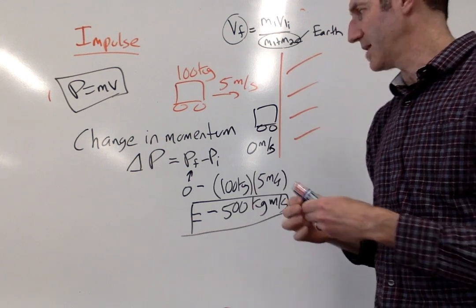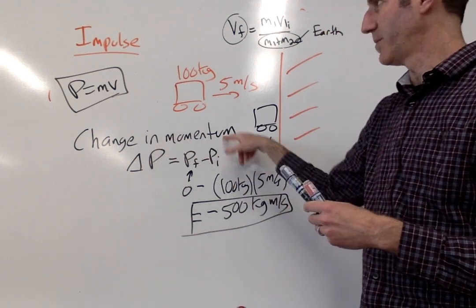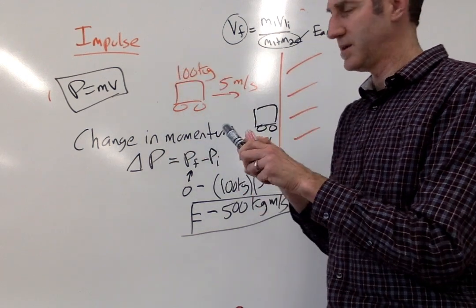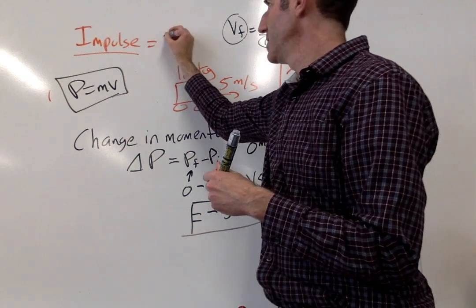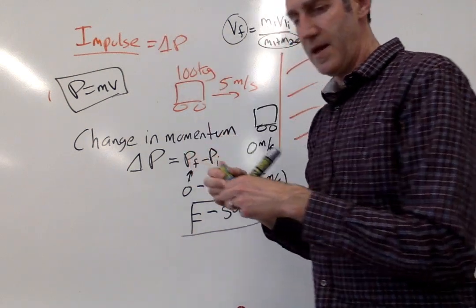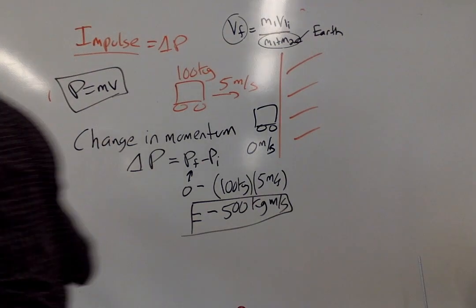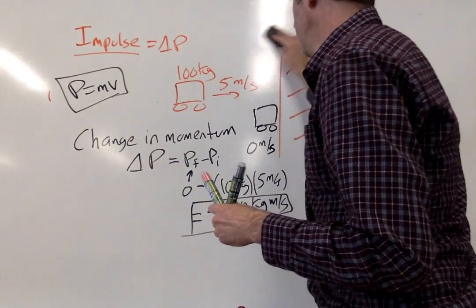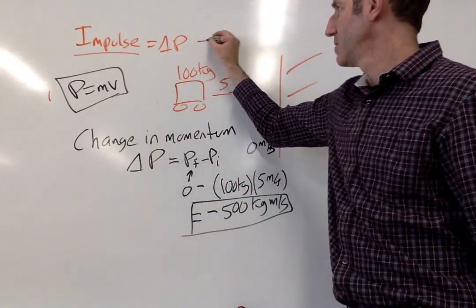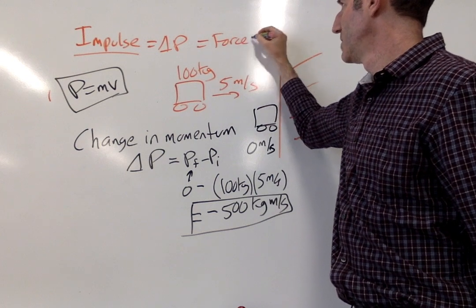Well, as we saw in class, one other way to talk about change in momentum is to say that it's actually impulse. Impulse up here is change in momentum. And let me get an eraser. So change in momentum, or impulse, was actually force times time.